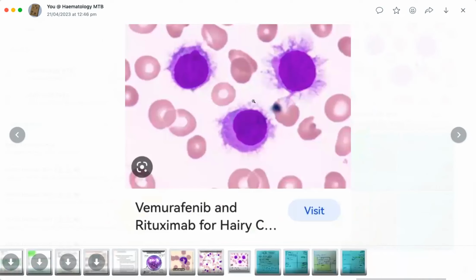This is the hairy cell leukemia. You see the hairy cell projection is there. These are the WBCs. So this one is known as hairy cell leukemia. This is the keyword for hairy cell leukemia. Okay, so this is the thing.